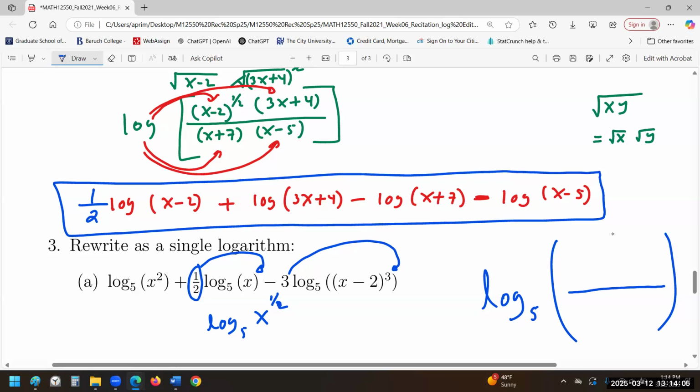So if I rewrite this as negative log base 5 of x minus 2 cubed, we must bring the other 3 up as a power, right? This one already has a power 3, and now we brought the other 3 on the power. So we need 2 powers together. What's the exponent rule for 2 powers together? Do you add them, multiply them, or power them? Multiply them. So it's not 3 to the power 3. It's actually 3 times 3, which is 9.